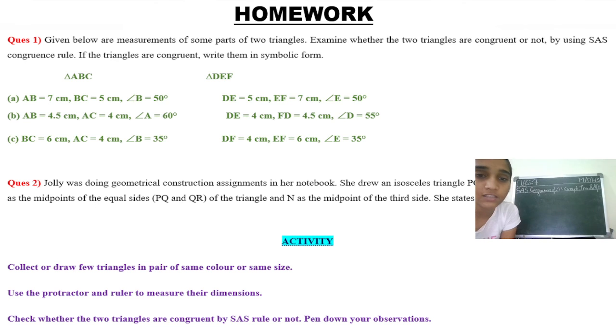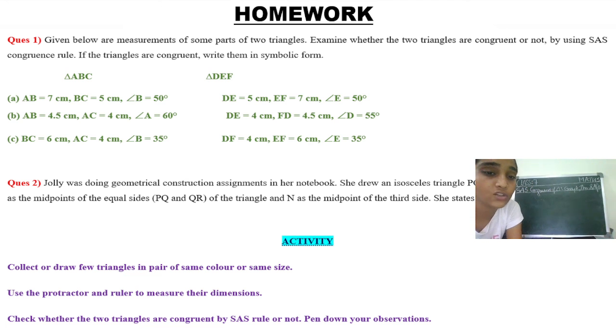Now students, it is homework time for you. What you have to do is that given below are some measurements. Okay. So just take these measurements of triangles ABC and DEF, and examine whether the two triangles are congruent or not, okay, by SAS congruence rule. If they are congruent, you have to write them in symbolic form. If they are not, then also.